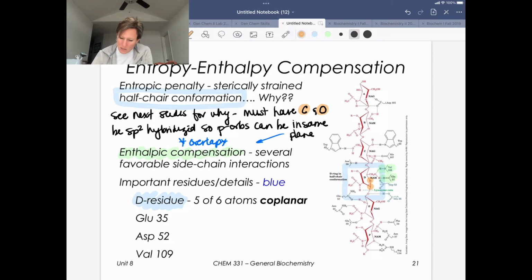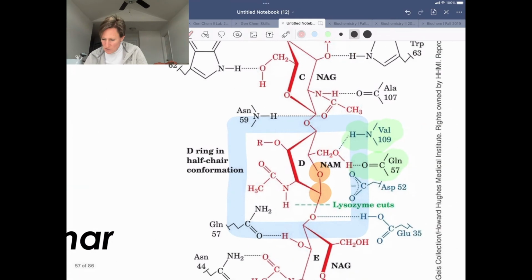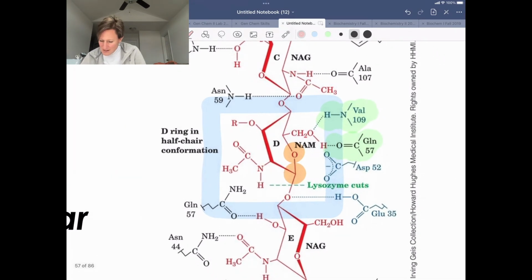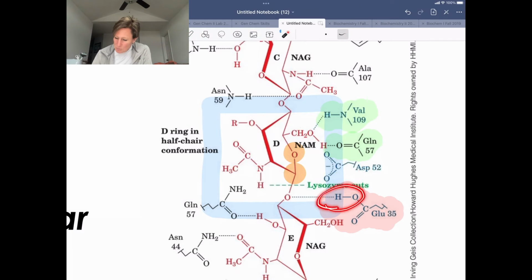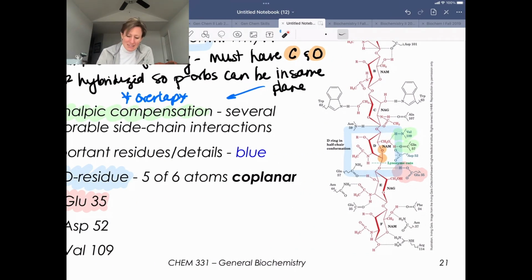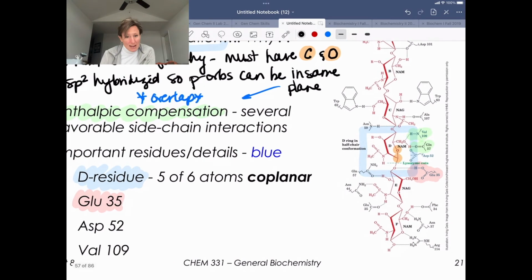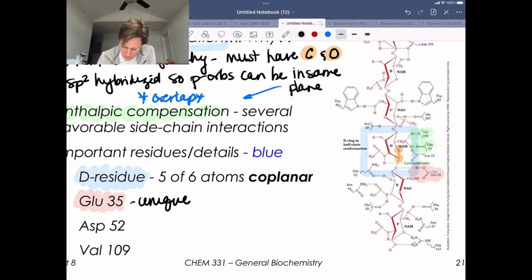I want to highlight now glutamic acid 35. I'm going to zoom in over here and we're going to see where this glutamic acid is right here, and we're going to see something unique about it. Do you see that it has its hydrogen on there? It's protonated. We would not predict, based on a pKa value for carboxylic acids of 3 to 5, that it would be protonated. But in the enzyme active site, it is, and so it's able to act as a general acid catalyst. So this glutamic acid 35 has a unique pKa shift, and that increases its pKa value, and so it remains protonated.